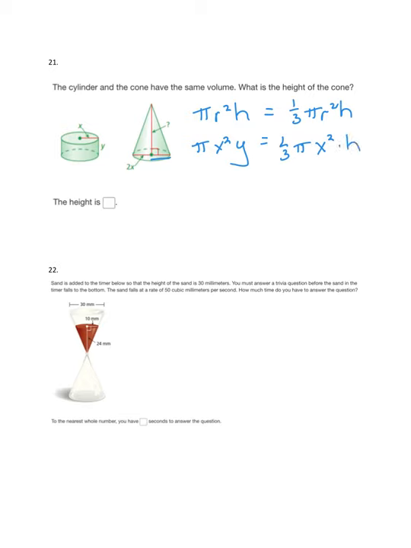times h. Now, I can divide both sides by pi, and I can divide both sides by x squared, and I get y equals 1/3 of h. So if I'm solving for h, I need to multiply by 3, and I get h equals 3y. So for these two shapes to have the same volume, the height of the cone needs to be 3 times taller than the height of the cylinder.